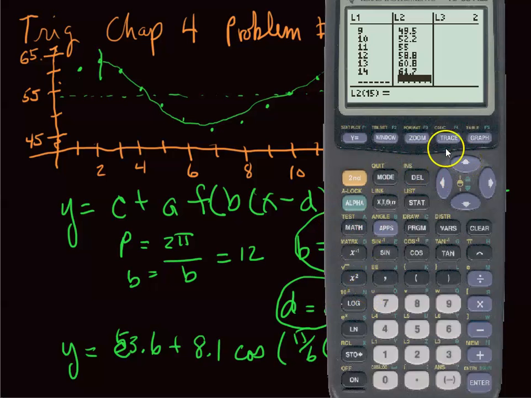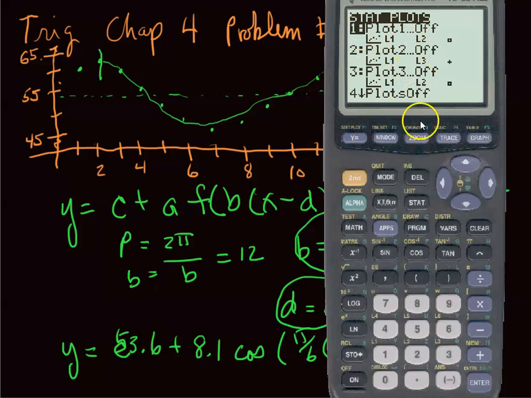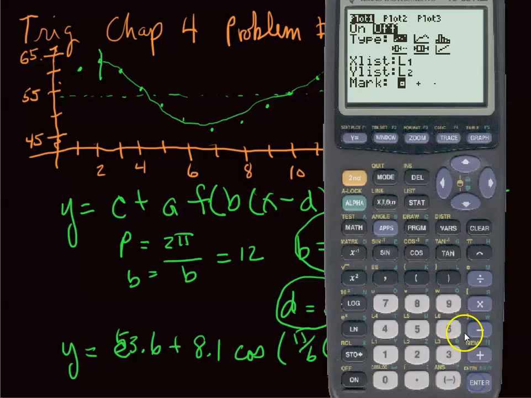Okay. Now that we've got that in, we're going to set up our stat plot. Second, Y equals. The stat plots, when you go into Plot 1, I almost always use Plot 1, turn it on by pressing Enter to highlight the On. This first is the scatter plot. That's what we want. To get L1, you can do a second 1. To get L2, you can do a second 2. Those are your X and Y list. And the mark. Now, if you've got the newer calculators, you can even print pretty colors. We don't really need that here.